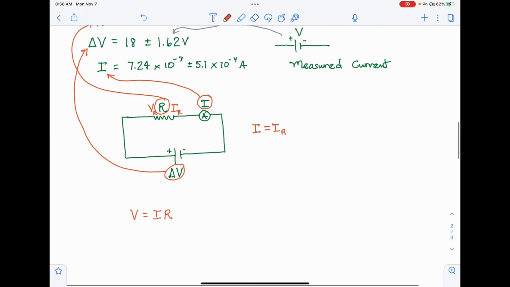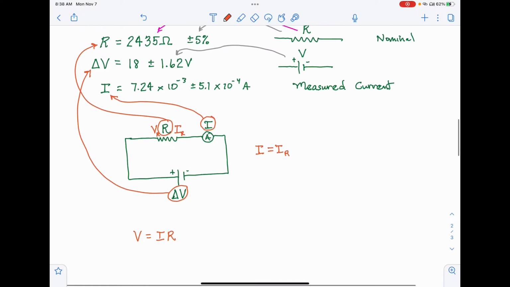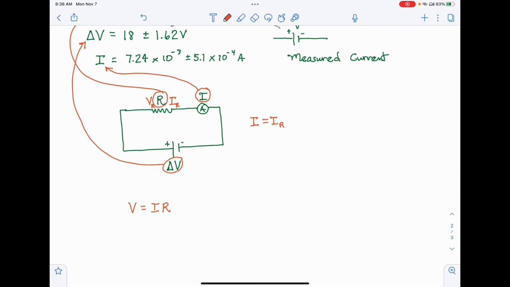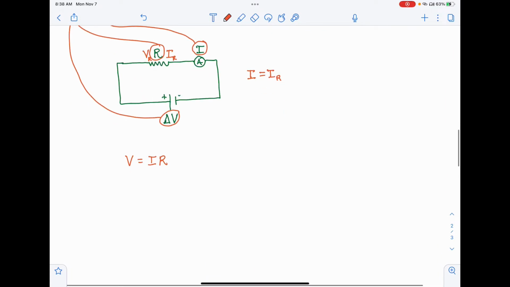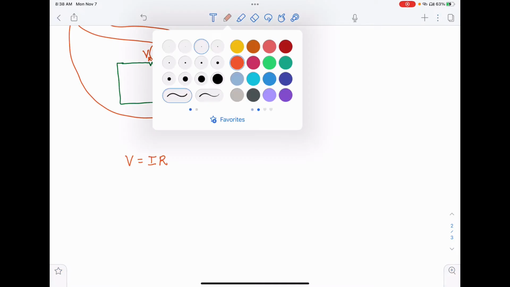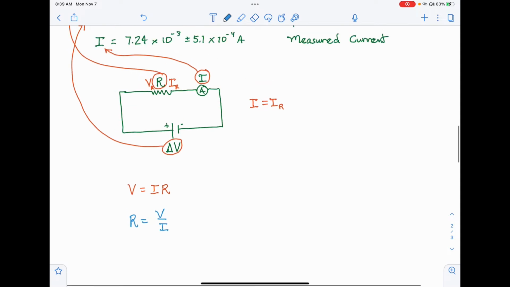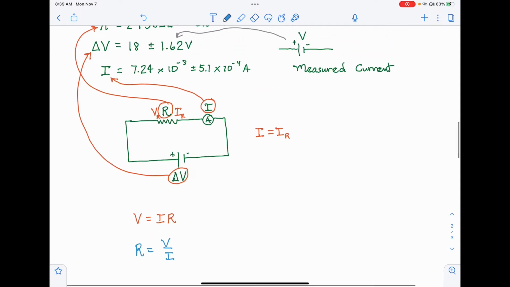So you see how we have our current measured that way? Well, I'll skip that part. Let's go ahead and calculate our resistance. So resistance is just going to be V over I, and this I has to be the measured I.